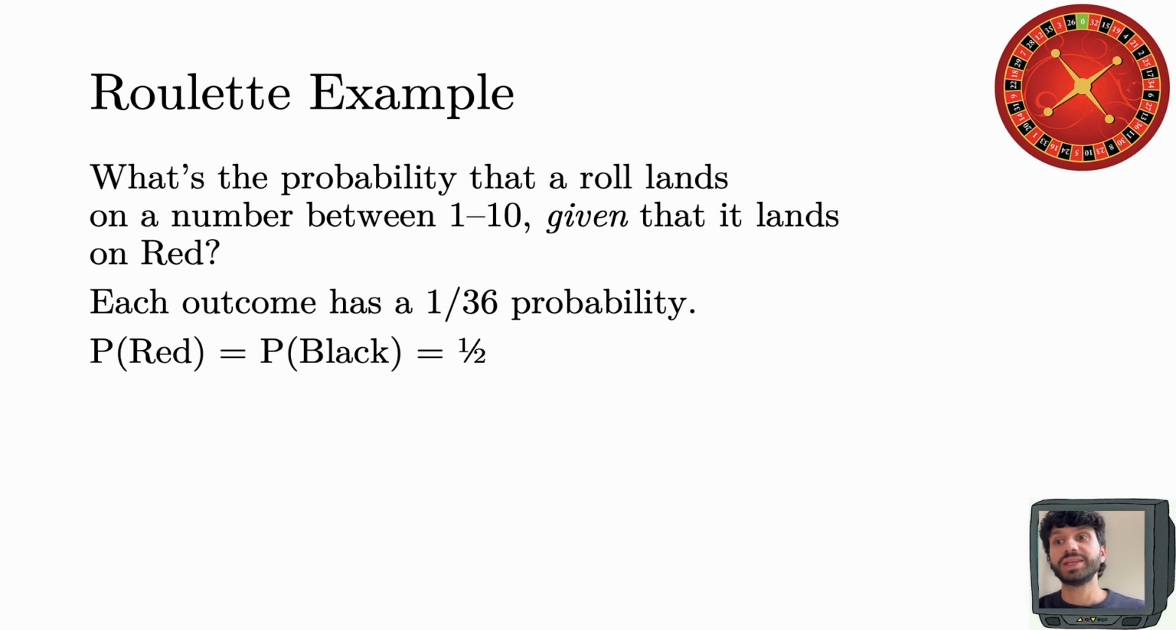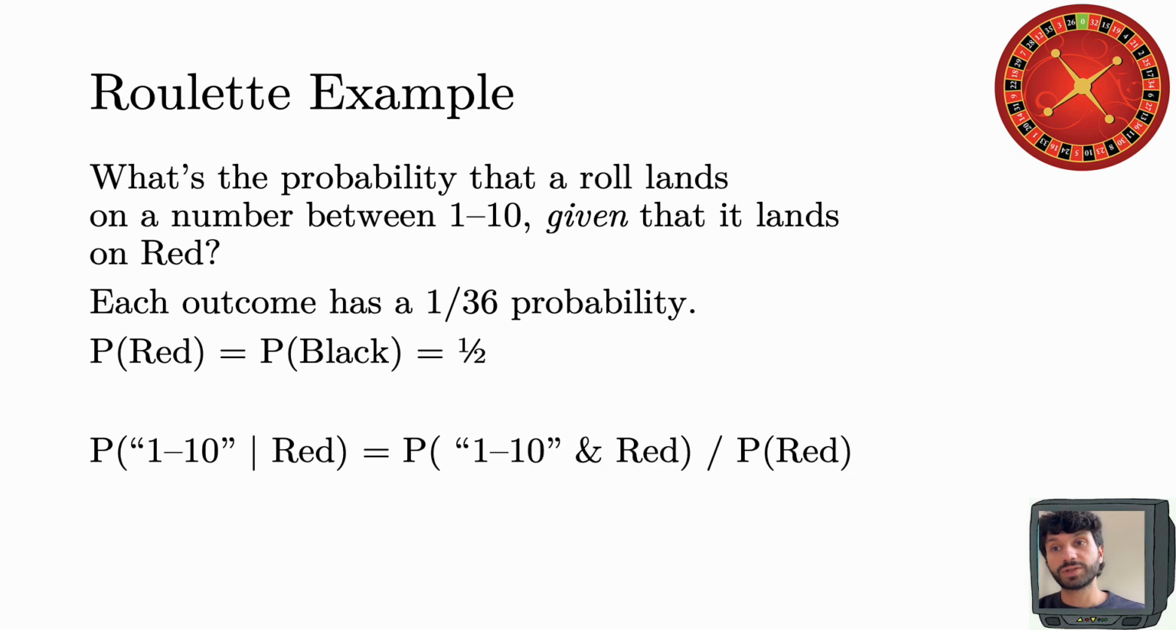I told you each outcome has a 1 in 36 probability. And I told you also the probability that it lands on a red is equal to that it lands on black, which is 1/2. So here, you have the tools to figure out how to calculate this, even knowing rather little about the roulette game. The probability I asked you for is equal to the probability that it lands on 1 through 10, given that it's red. So we expand our definition: it's the probability that it lands on 1 through 10 and that it's red over the probability that it's red.